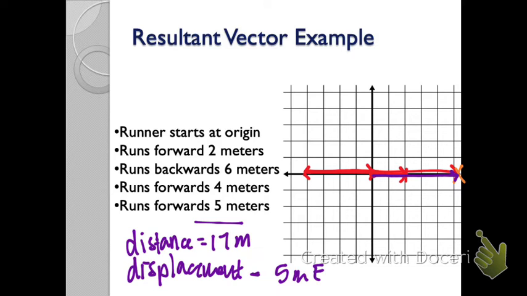Why do I not have to include a direction with distance? Any thoughts? Why do I not have to include a direction with distance?